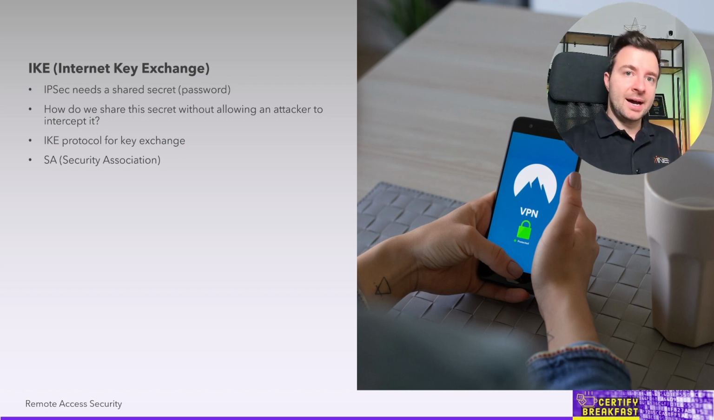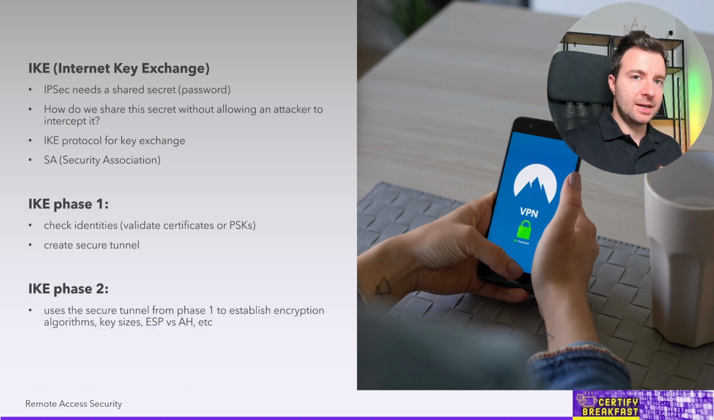So for this, we have the IKE protocol, the Internet Key Exchange Protocol, which takes care of securing these key exchanges. And these are actually called, within the IKE configuration process, security associations, or SAs. The IKE process is run over two phases. In the first phase, we're going to be checking the identities. We're going to be validating either the pre-shared keys that the endpoints are presenting, or their digital certificates, depending on the implementation.